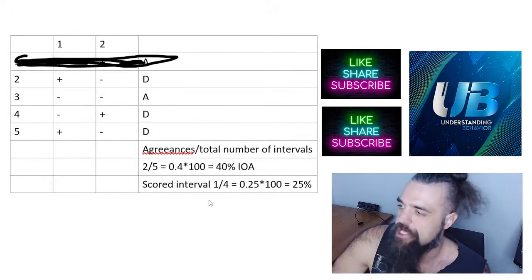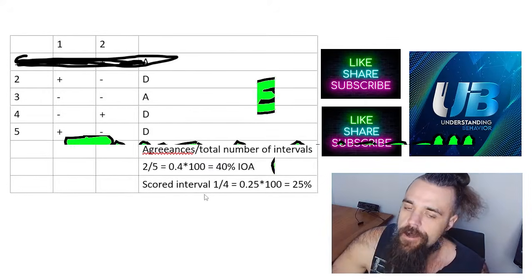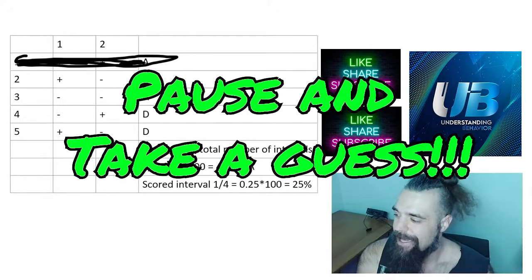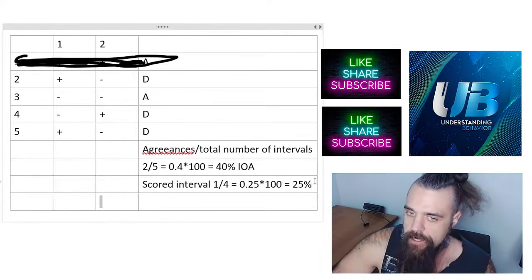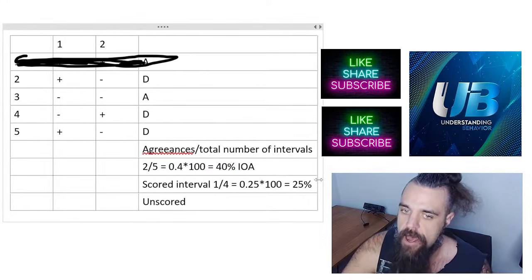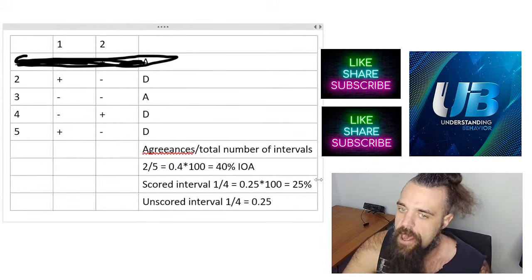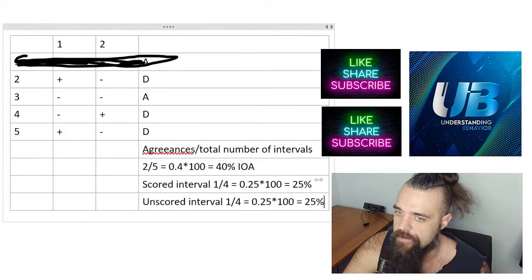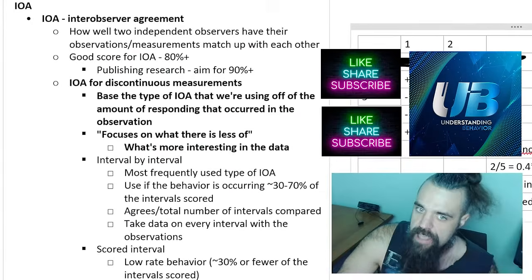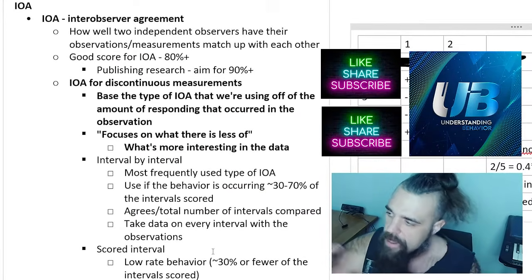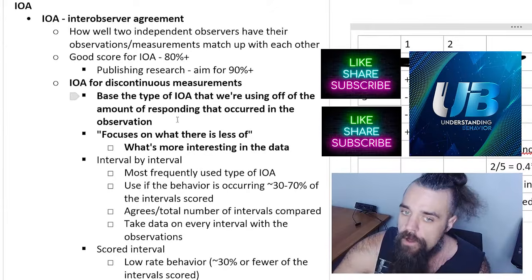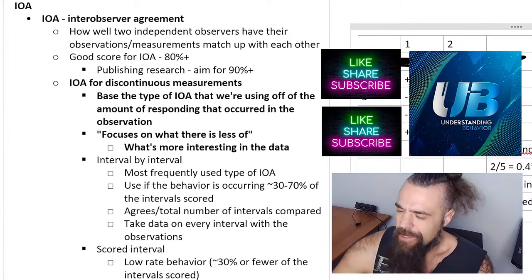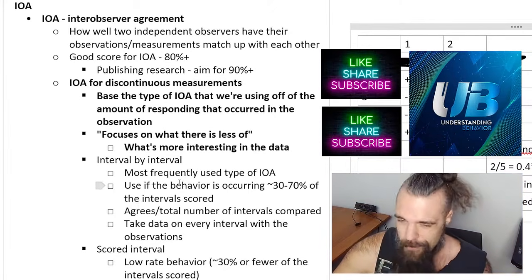And then who can tell me in chat what is our IOA for our unscored interval on this data set? All right, so that is absolutely correct. We've got 25% for our unscored interval as well. Since we're going to cross off interval 1, we have 1 agreeance and 4 total intervals. So we get the same thing, our 25%. So that's our discontinuous IOA. You want to focus on these 3. The really nice thing about this is that there's a very clear rule of when to use each of these. If you don't really know what's going on, interval by interval can do a totally good job.